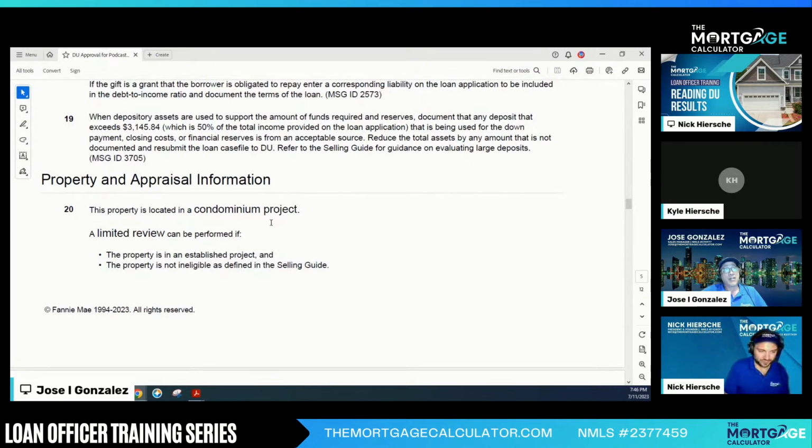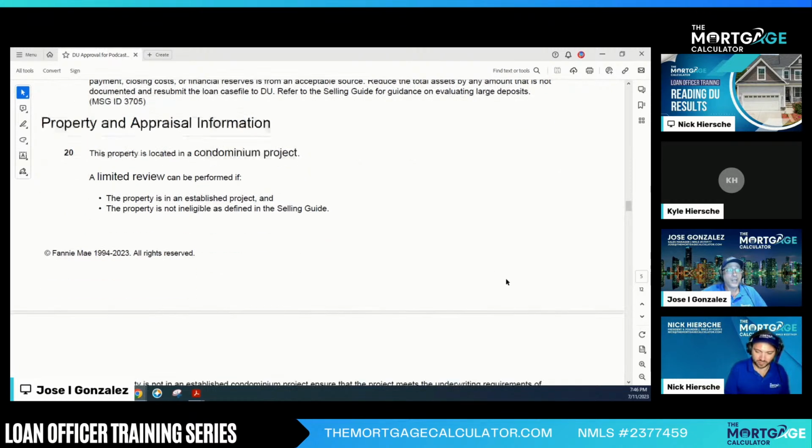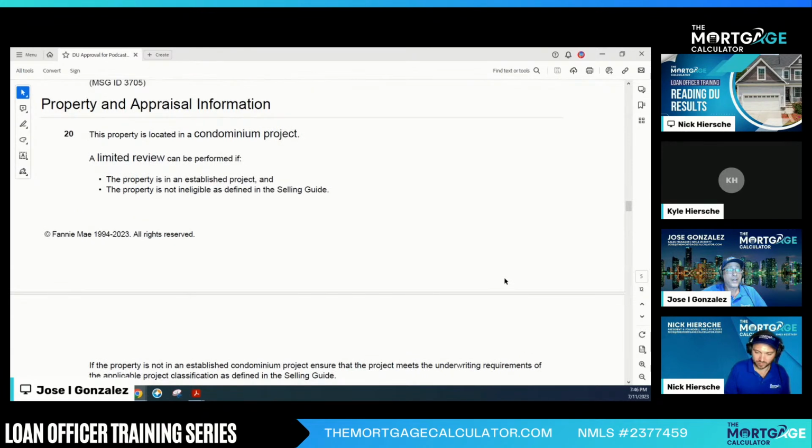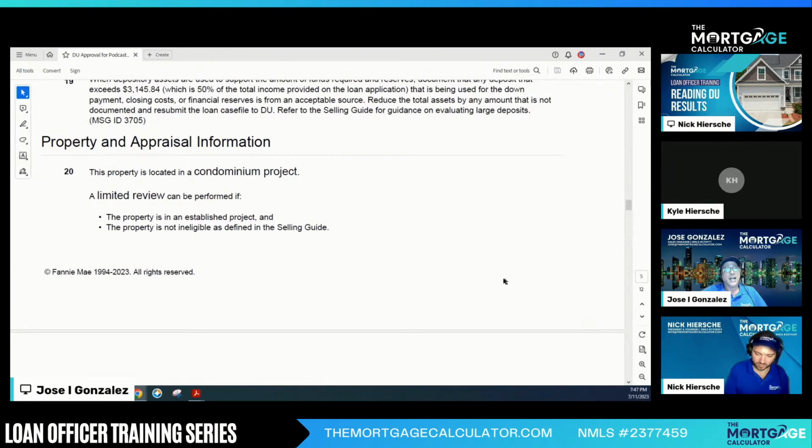in this case here is what's very interesting, because it's telling me a limited review can be performed, and I'll explain what a limited review is in a minute, if the property is in an established project and the property is not ineligible as defined in the selling guide. Now, a limited review also has to follow, let me see, do they put another bullet point there? Well, probably down there, but it has to follow the Fannie Mae guidelines of when a limited review can be done.